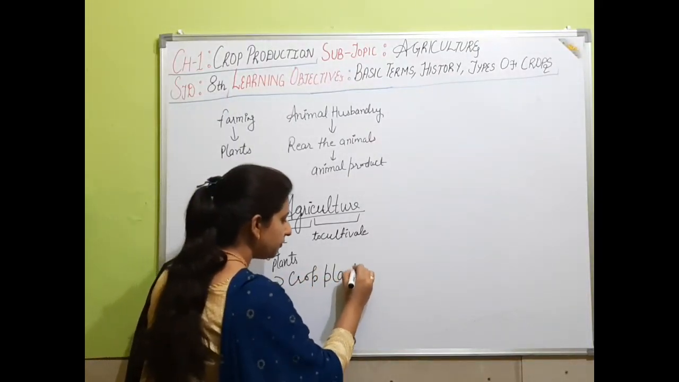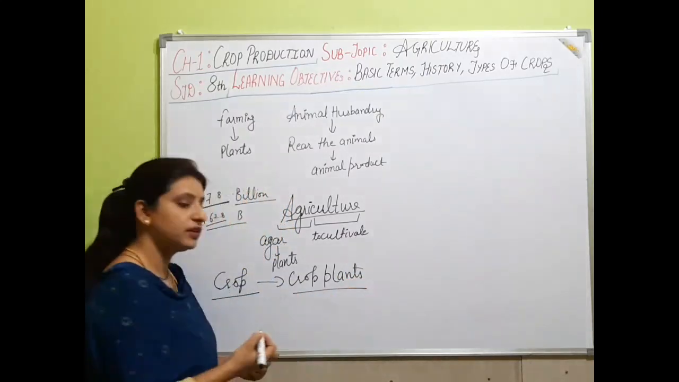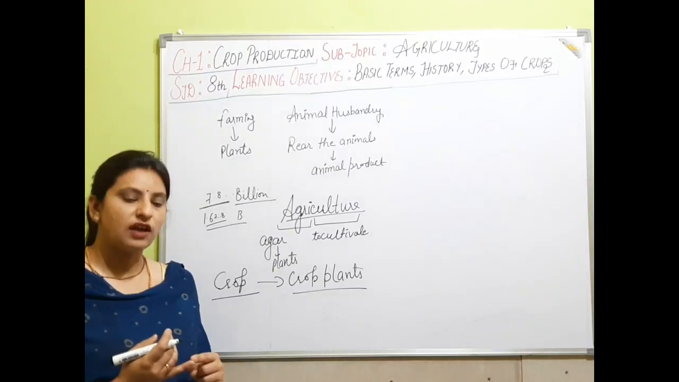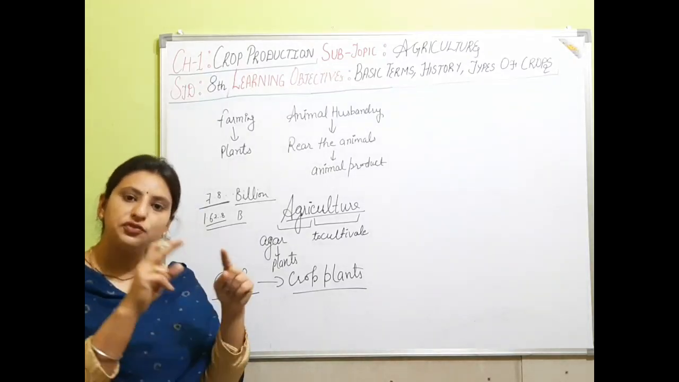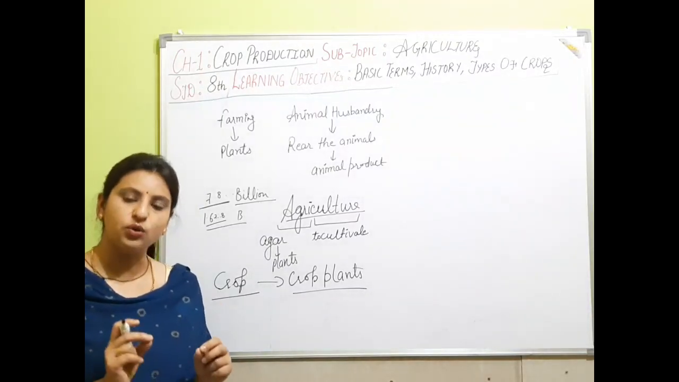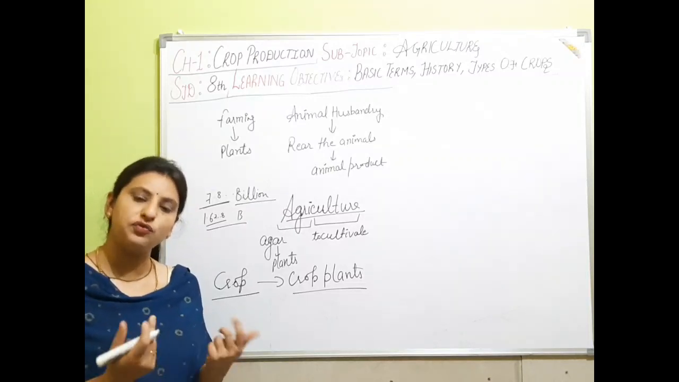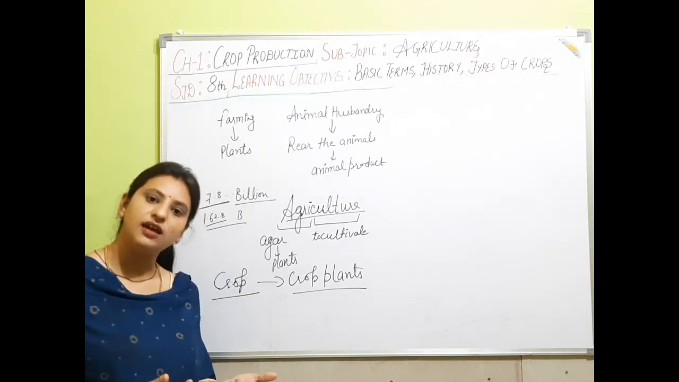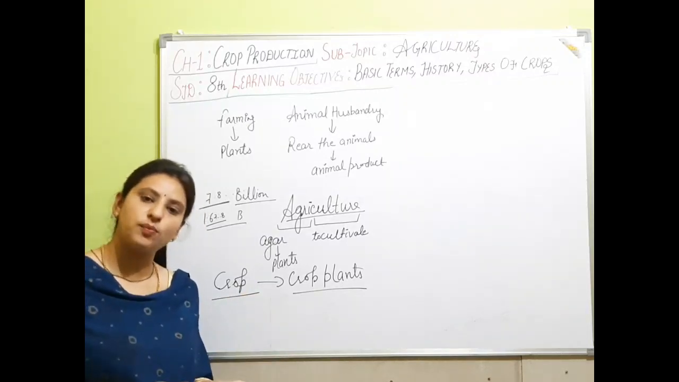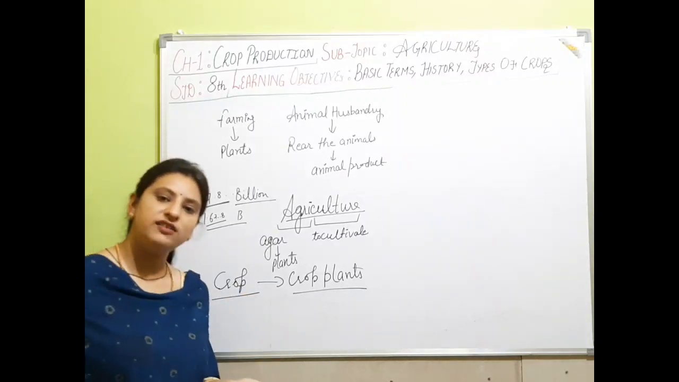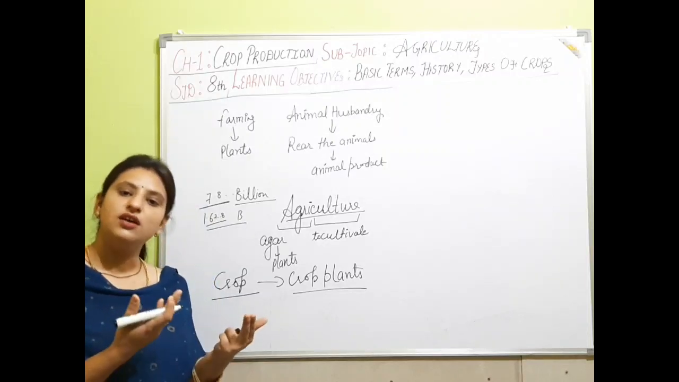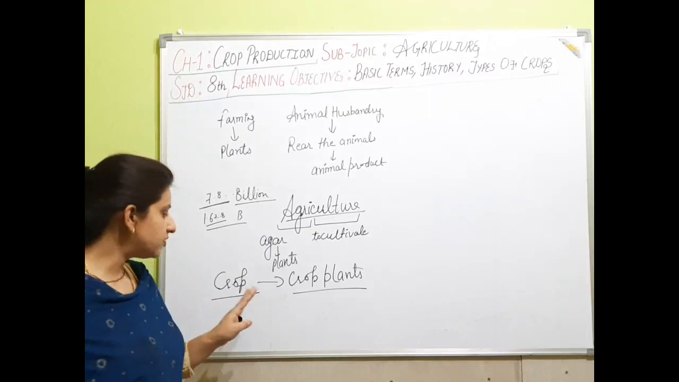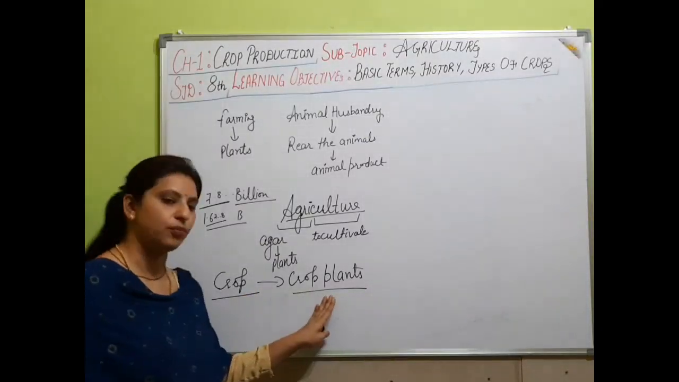For example, if I exemplify it, we are going to have the crop of wheat. So in the field of wheat you can only have the plants of wheat in it, and those plants are called crop plants, and that crop is called the wheat crop. Similarly, if there are rice plants, then that is the rice crop, and the plants are called rice plants. So this is the difference between crop and crop plants.